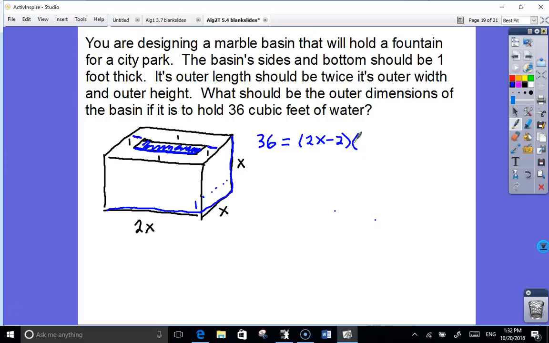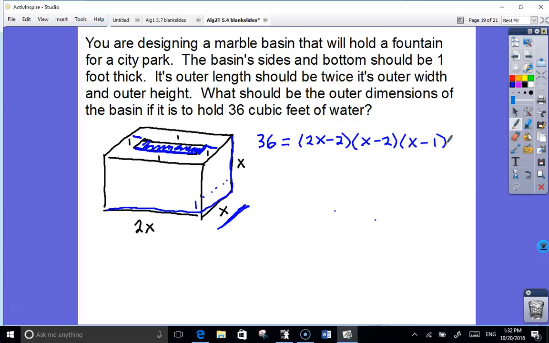Okay, what is going to be the width? The inner width, which is just right there, x minus 2. Get it? And then what is going to be the height? x minus 1. x minus 1, right? It doesn't have a 1 foot on top. It just has it on the bottom.